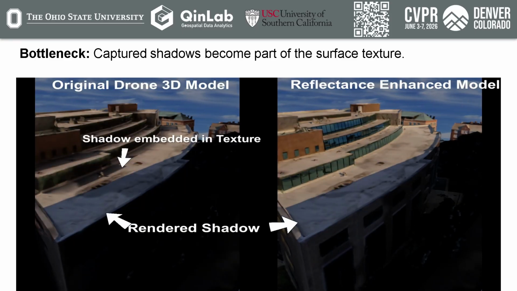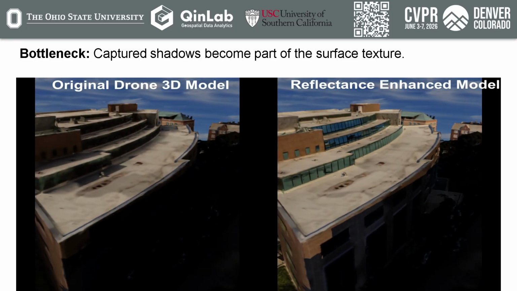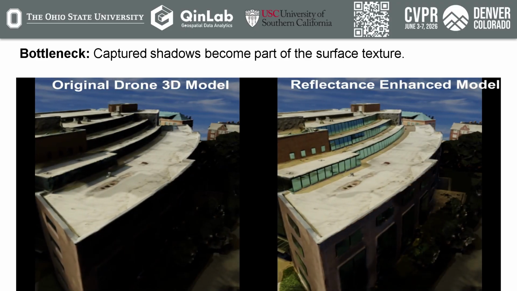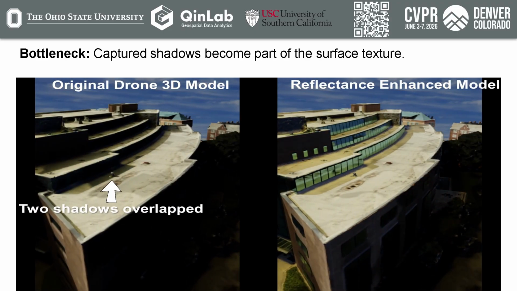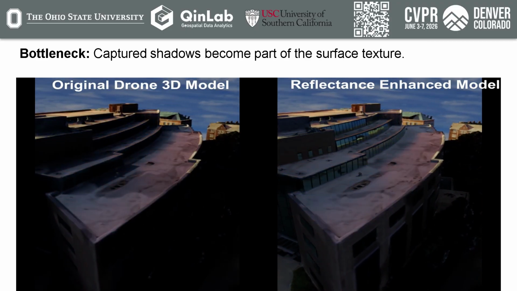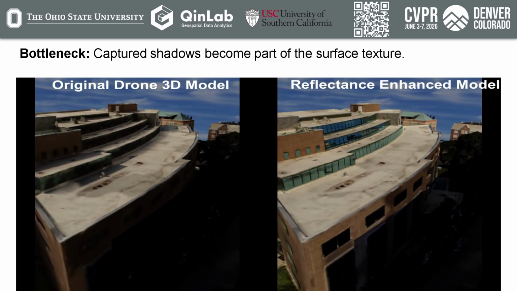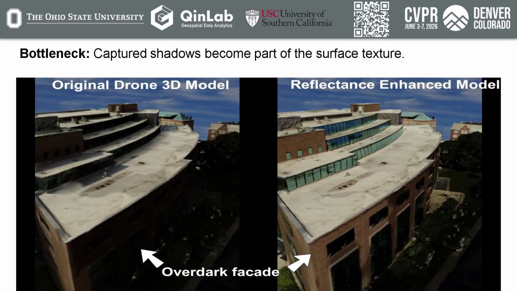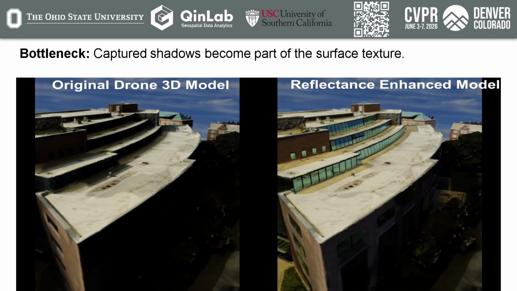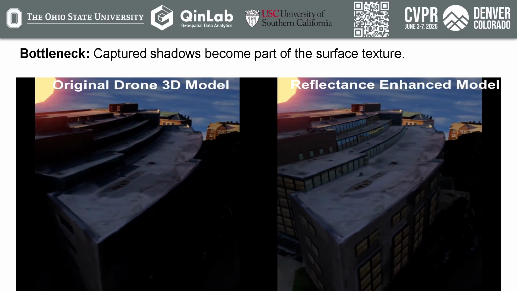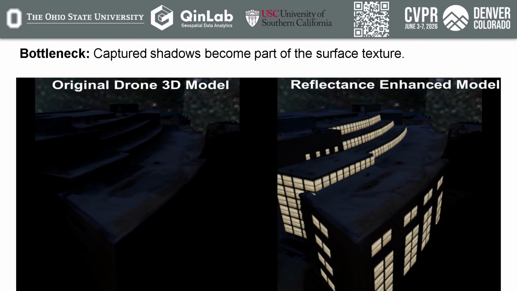The bottleneck starts in ordinary photogrammetry. UAV images already contain cast shadows, sky shading, and view-dependent lighting. When these images are baked into a three-dimensional model, the shadows become part of the surface texture. If we later place the model into a simulator, the renderer adds new lighting on top of the old one. This creates double shadows and unrealistic appearance, even when the geometry is accurate.